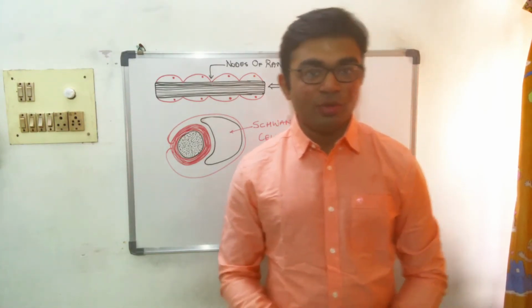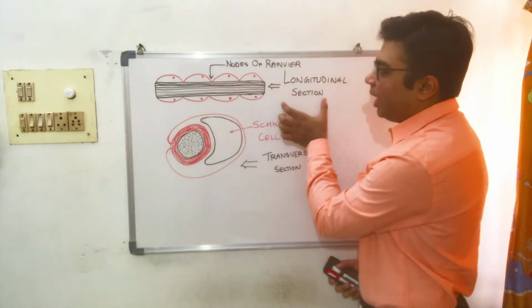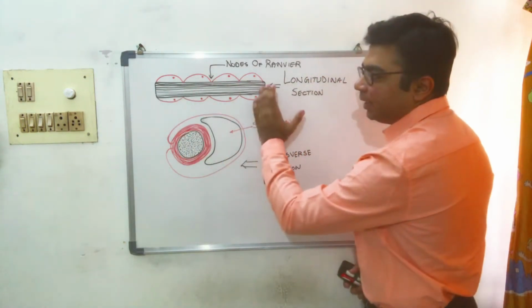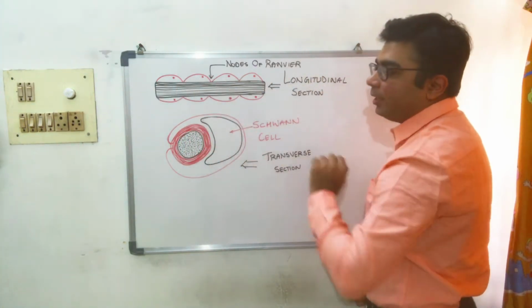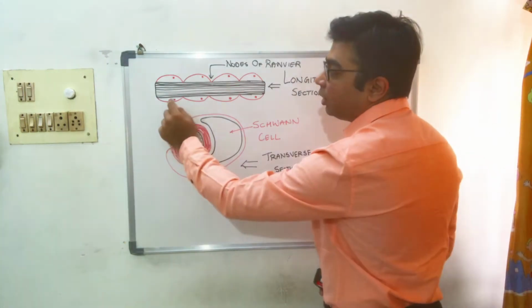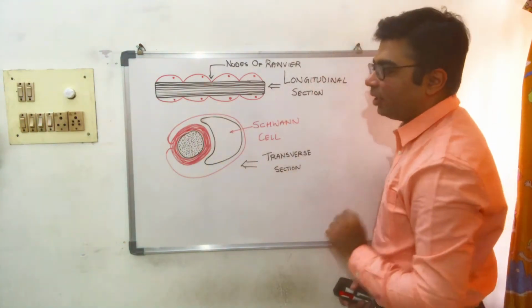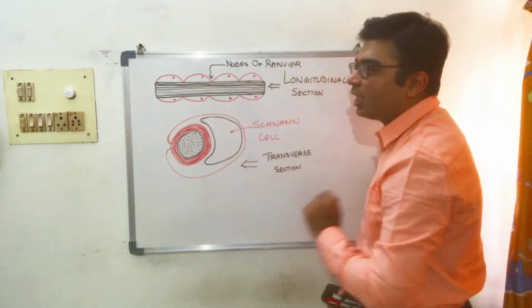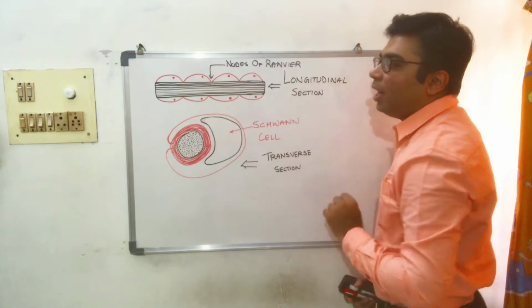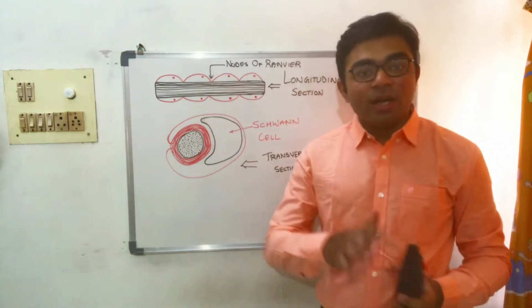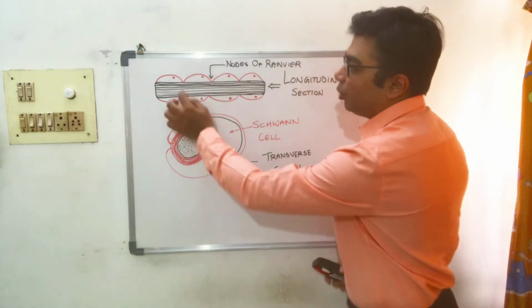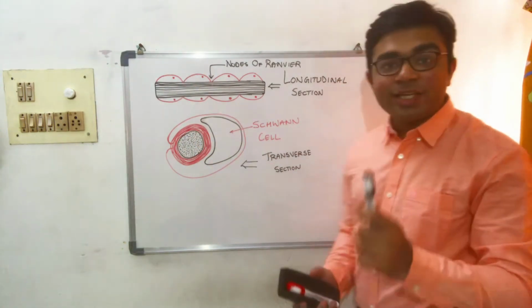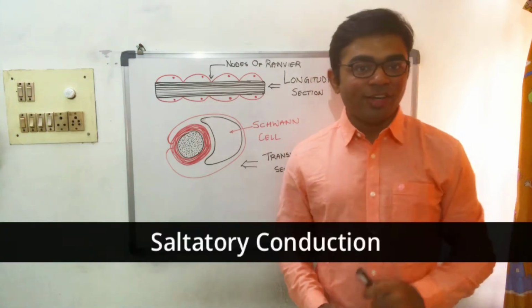A peripheral nerve. As you can see in this diagram, first we see the longitudinal section, in which we see the axis cylinder and the myelin sheath, which surrounds the axis cylinder. Now, the myelin sheath is absent at regular intervals, known as the nodes of Ranvier. Whenever we see the conduction of impulses, the impulse will jump from one node of Ranvier to another node of Ranvier. This kind of conduction is known as saltatory conduction.